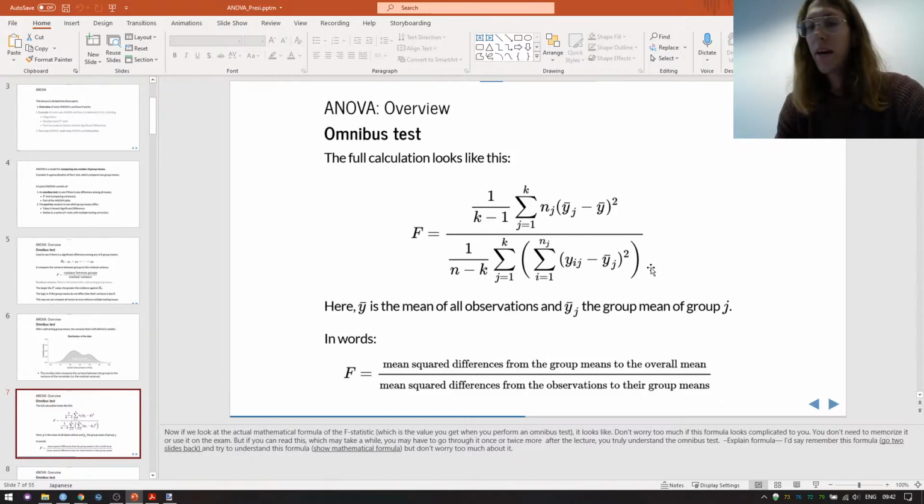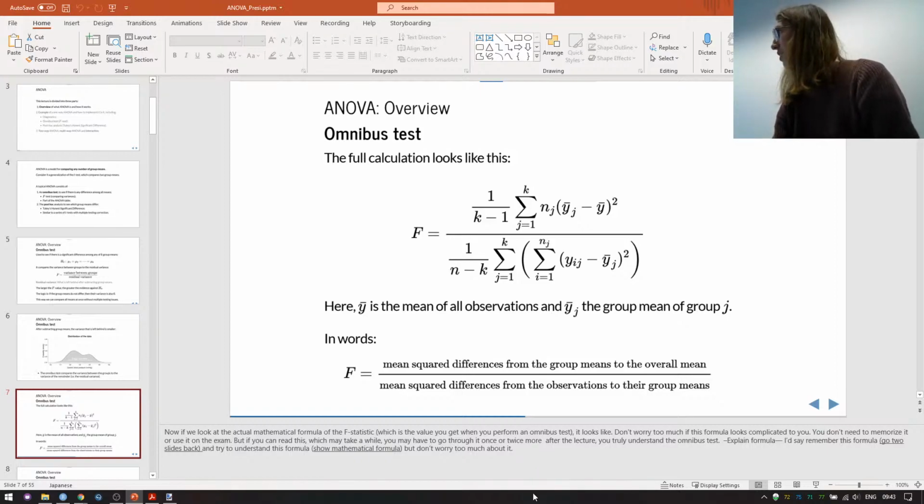Then in the denominator, we have a formula that looks a bit similar. We also divide by the degrees of freedom, which in this case is the number of observations minus the number of groups. And here we have the sum of squares for the residuals. So we're looking at each group mean individually. Each observation is pulled from that group mean, so we calculate the difference between all observations and the group means. We square the difference. We do that for all observations within a group, so that is this part. And then we also do it for all groups. So here we sum over all observations within a group, and here we sum over all the groups altogether. So in words, you could say that the F statistic is the mean square difference from the group means to the overall mean divided by the mean square difference from the observations to their group means.